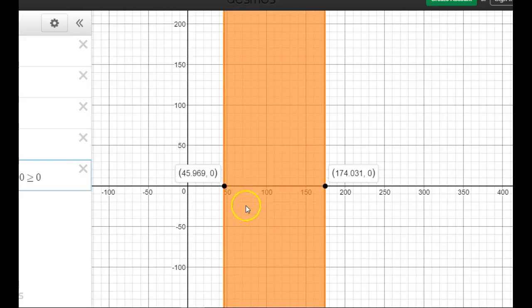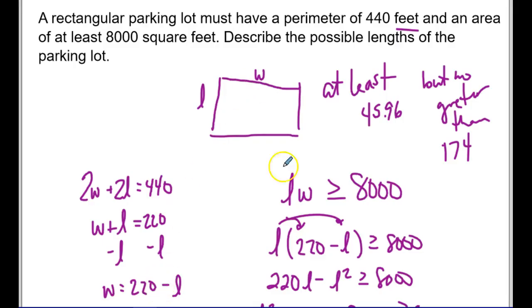Because when I'm shading in between, this tells me all of the possibilities that work, that fit exactly the perimeter that I needed and that would fall within the area lengths. Okay, so anything in here. So I want to tell me the least and the greatest. So I did this using my word problem as well.